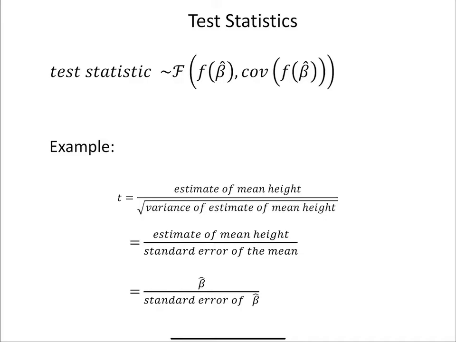Okay, so now we have to talk about test statistics, because we need to know whether beta hat is actually significantly different from 0. In general, a test statistic is always going to be a function of two things. It's going to be some function of your estimate and some function of the covariance of your estimate. This is a measure of how noisy your estimate is.